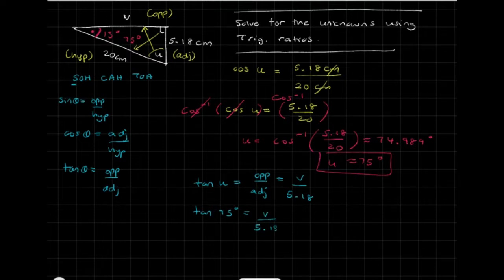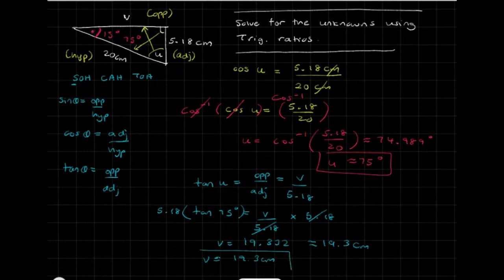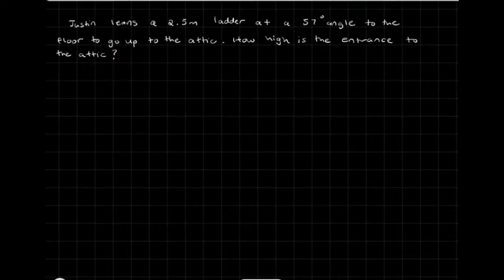v over 5.18. What I'm going to do is I'm going to solve for v. So I'm going to multiply by 5.18 to cancel this out. Whatever I do to one side of the equation, I'm going to do the same thing to the other side. So v here is equal to 5.18 times tan 75, and make sure when you're using tan or cosine or sine, you're putting a bracket around it, right? v is equal to 19.332. Well, I just rounded to 19.3 centimeters. Okay, so v is equal to approximately 19.3 centimeters. So now we've used our trig ratios and we've effectively solved for our unknown variables.